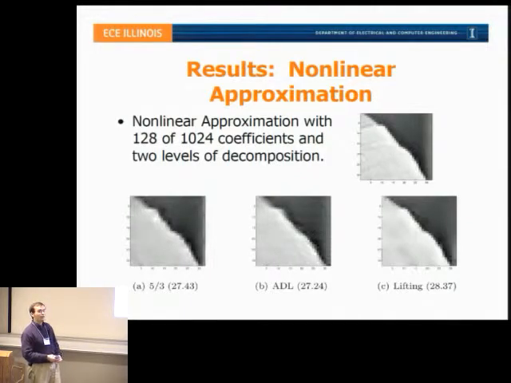For the 5/3 wavelet, which is in JPEG 2000, it had a reconstruction PSNR of 27.4. ADL is one of the directional lifting techniques I spoke of at the beginning. It actually did slightly worse in this test case than JPEG 2000. And my transform beat both of those by almost a dB in reconstruction quality. So in this case, we see that it works well in nonlinear approximation on a real image also.